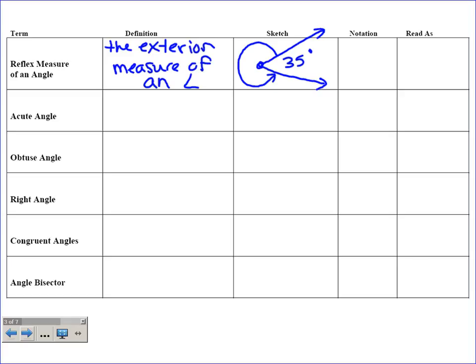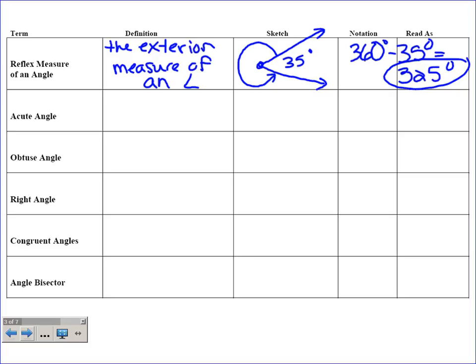All we really do, how many degrees are in a circle all the way around? 360 degrees in a circle all the way around. So we take 360 degrees, we would subtract the 35 degrees, and we would get approximately 325 degrees would be the reflex measure of this angle.